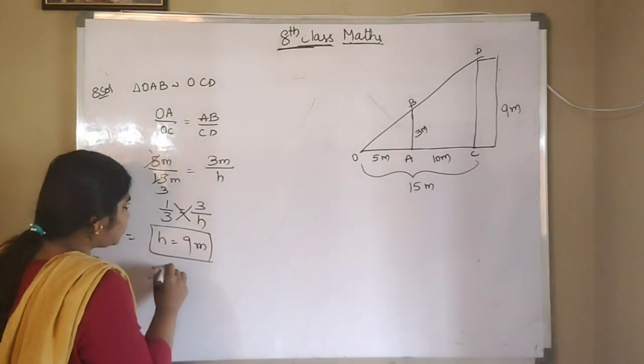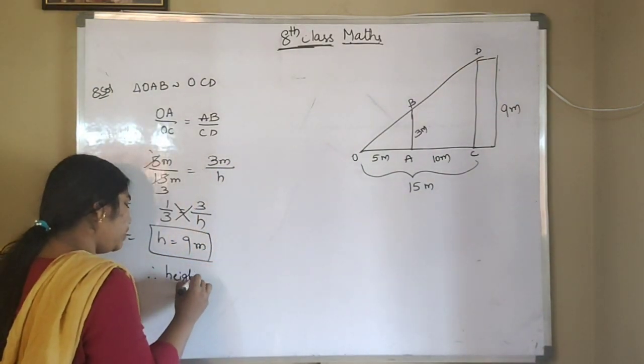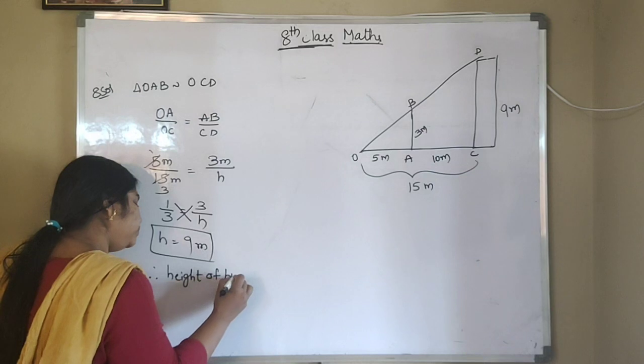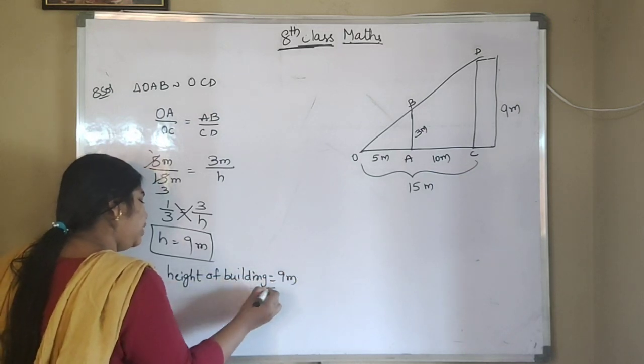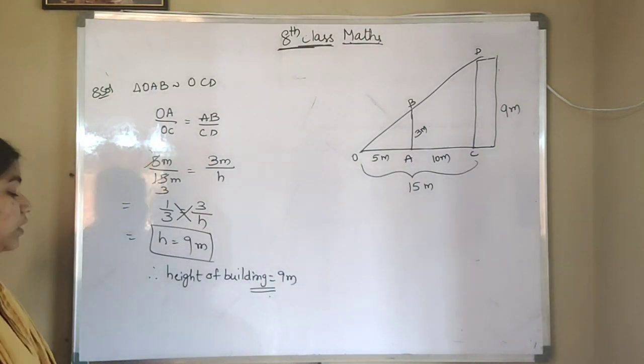Therefore, the height of the building is how much? 9 meters. So this is our 8th question.